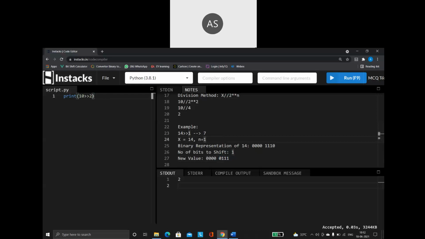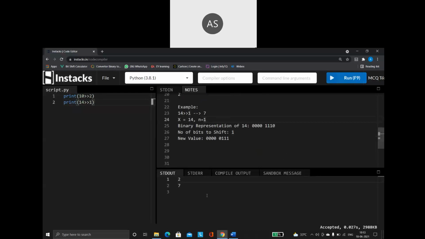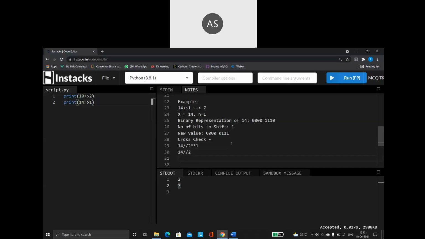Let us check that also. I am saying print 14, right shift 1. See what you're getting? 7. That is the value I got when calculating it manually also. Let us do the division method to cross check. X value, which is 14, divided by 2 to the power n, where n is 1. So 14 divided by 2. What are you going to get? 7.